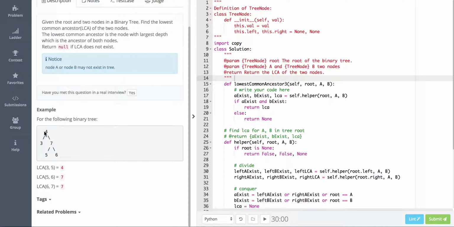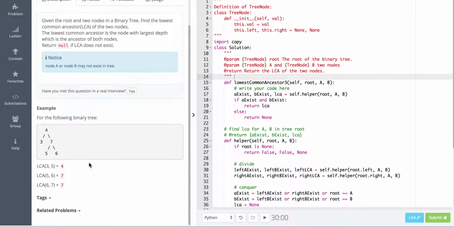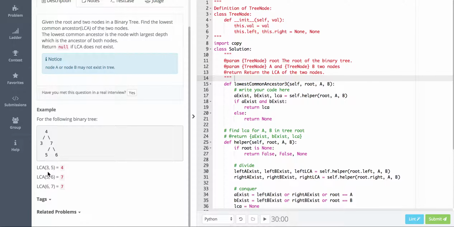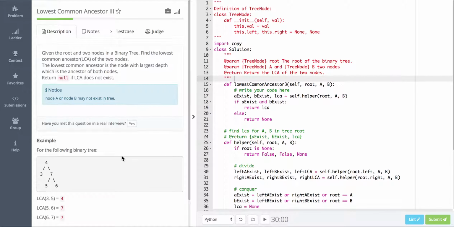For example, this is the given tree, and from the tree we know that for 3 and 5, their common ancestor, which is the LCA, is 4, and for 5 and 6 their LCA is 7, and for 6 and 7 their LCA is 7. So this is the whole definition. Let's see how we do this.